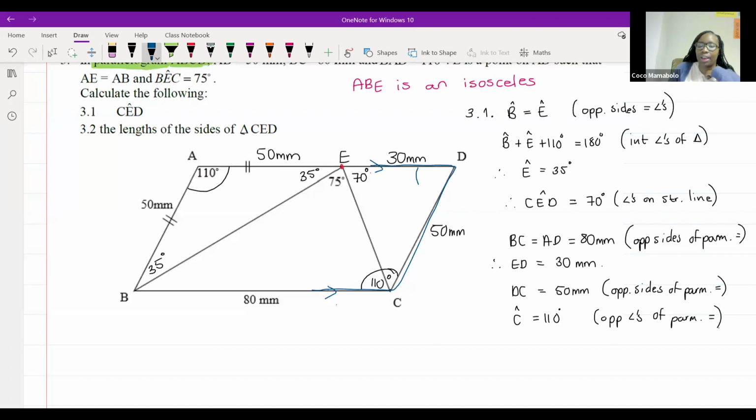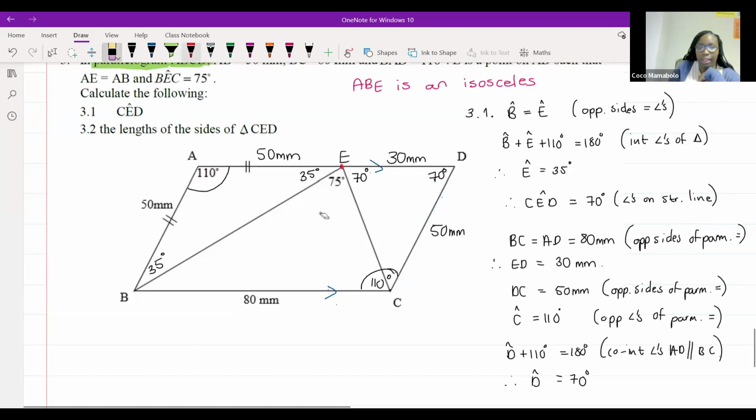So what is the size of angle D, guys? Angle D plus 110 degrees is equal to 180 degrees because of co-interior angles. AD is parallel to BC. Therefore, angle D is equal to 70 degrees. Good. Now, look at what has been created here. Look at it carefully. There is a 70-degree angle here, and there's a 70-degree angle here. What kind of triangle are we looking at?